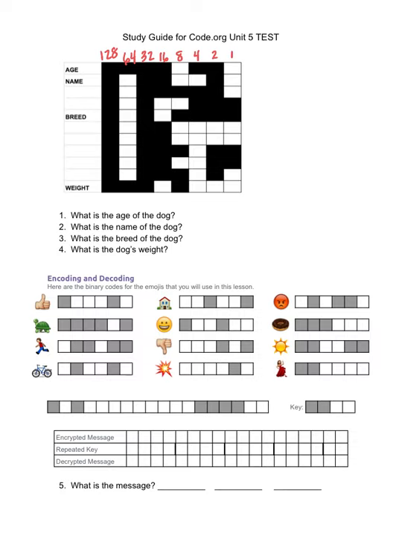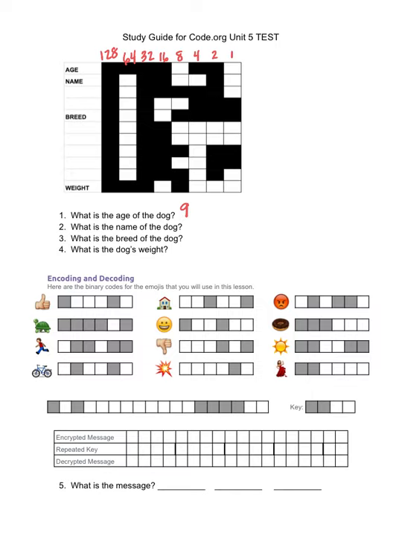Okay, remember, the only squares that count are the white squares. The ones that are black, it's like a light switch. They're off. They're cut off. So we're only going to add the 1 and the 8. So for the age, we have 1 plus 8, which is 9. So this dog is 9 years old.